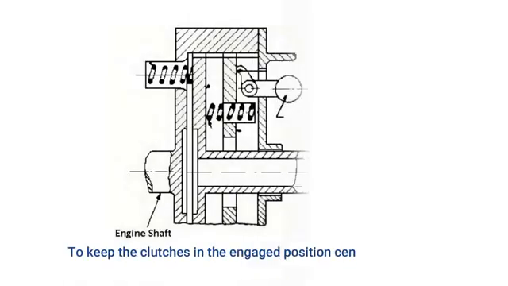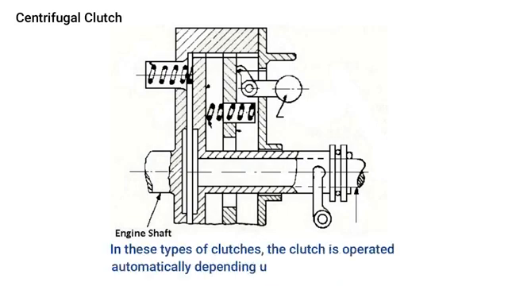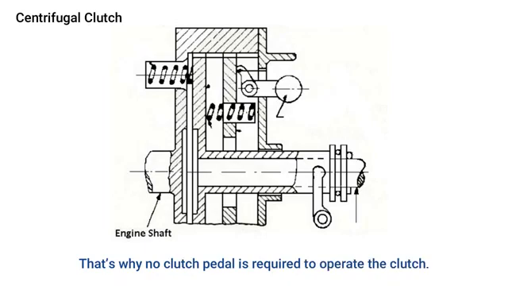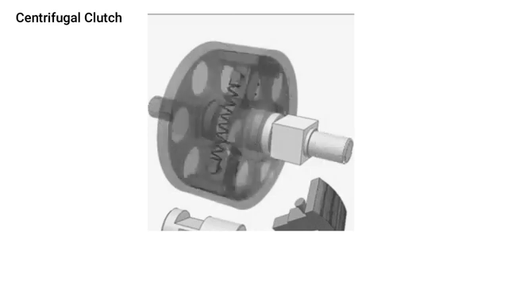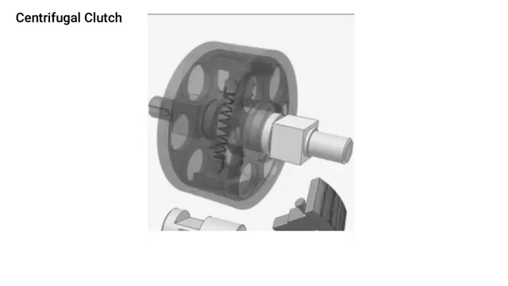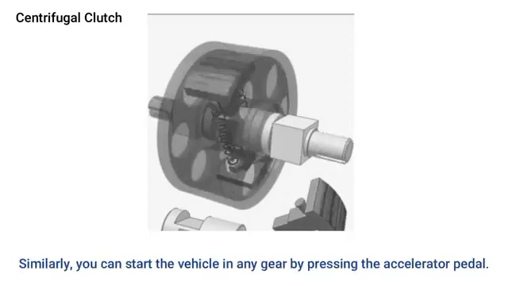Centrifugal clutch. To keep the clutch in the engaged position, this clutch uses centrifugal force instead of spring force. In this type of clutch, the clutch is operated automatically depending upon the engine speed. That's why no clutch pedal is required to operate the clutch. It makes it so easy for the driver to stop the vehicle in any gear without stalling the engine. Similarly, you can start the vehicle in any gear by pressing the accelerator pedal.